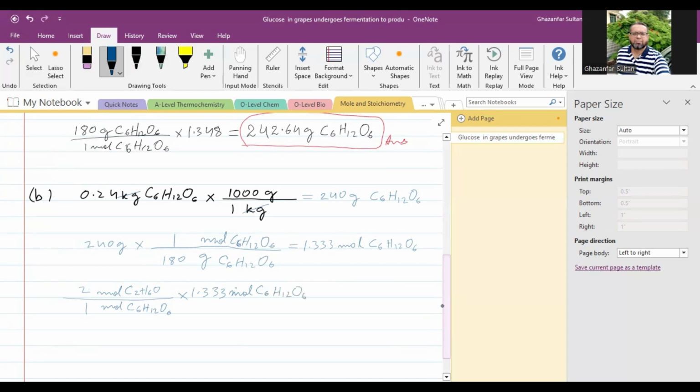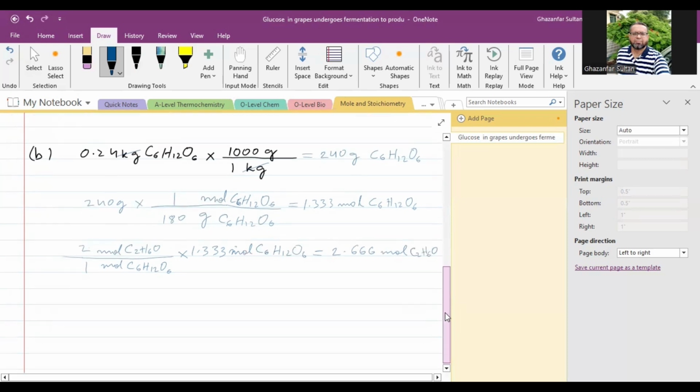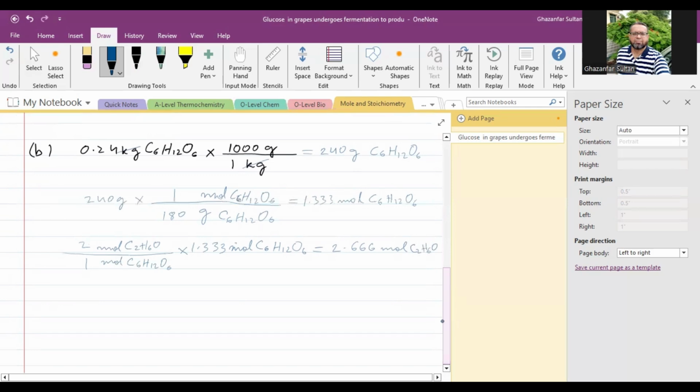From this calculation, we got 2.666 mole ethanol, C2H6O. So now we also have the moles.